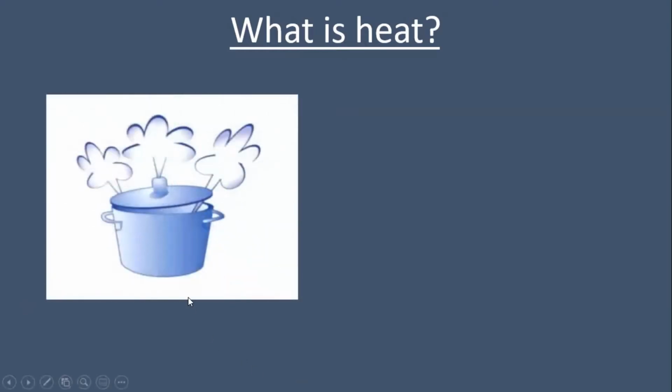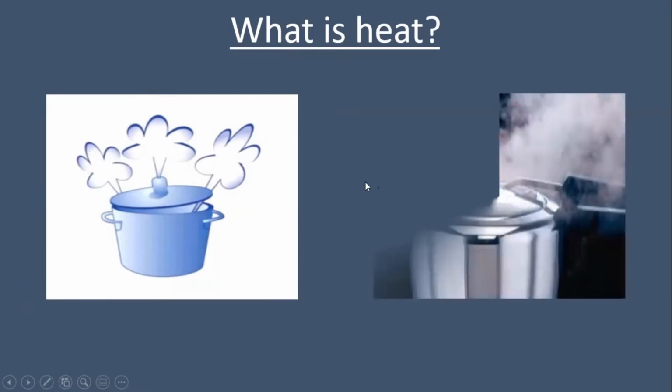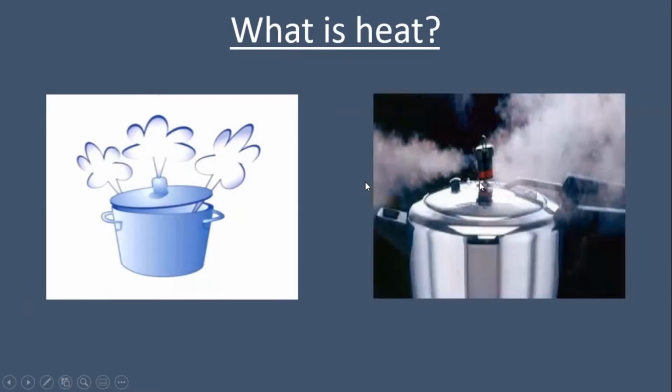If we heat water in a vessel and put a lid on it, the steam causes the lid to move. A pressure cooker also blows off steam after it is heated. When the water is heated, it turns into steam. The steam, as you have seen, can lift the lid of the vessel. Steam can do work, so heat can do work.